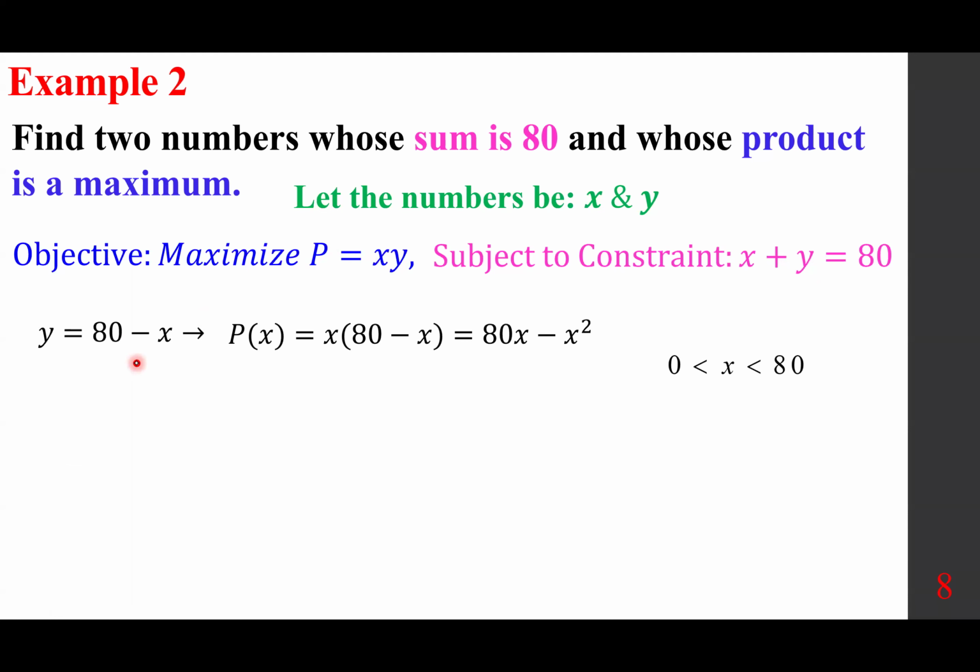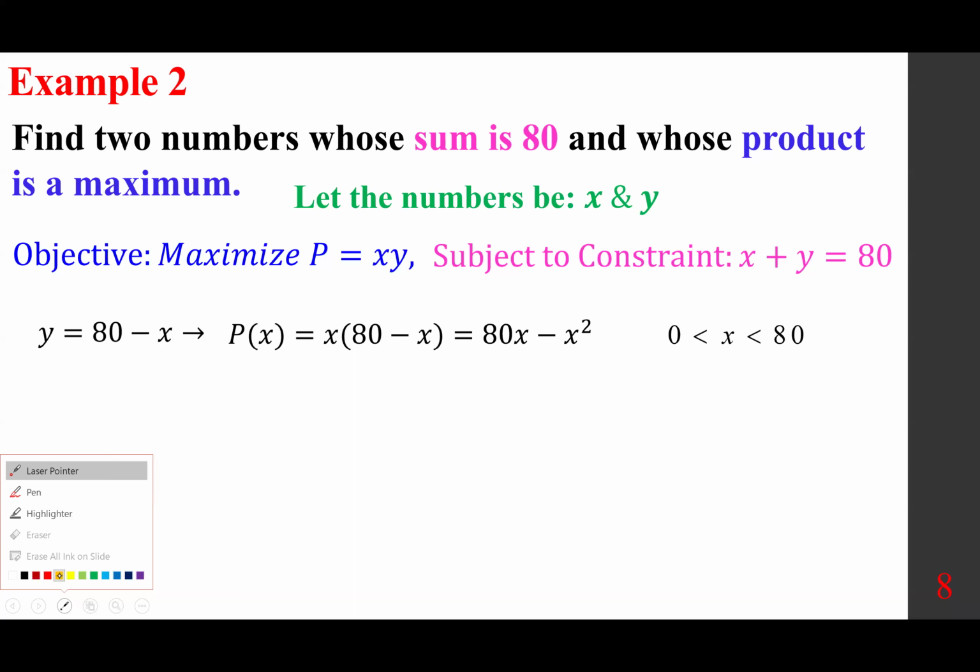Always you have to come up with the domain. The reason the domain is 0 to 80 is as follows. We want the maximum of the product, right? If x is 0, it makes the product 0. So it can't be 0 because it won't give us the maximum. What if it's negative? Because the sum is 80, if one of them is negative, the other one is positive, their product is negative. What about 80? If you choose 80, y becomes 0, their product becomes again 0. So that's why this is the open interval of 0 to 80.